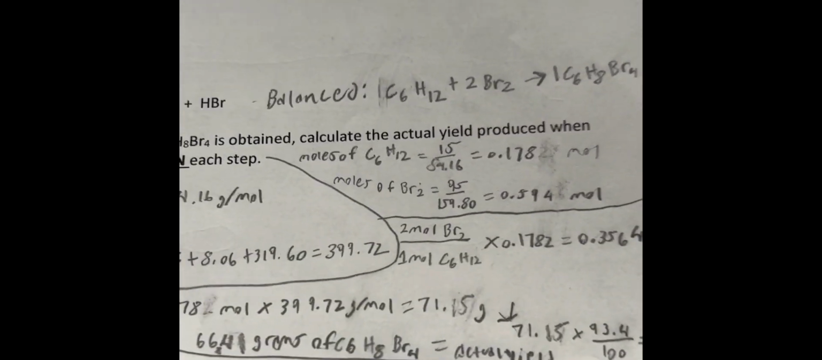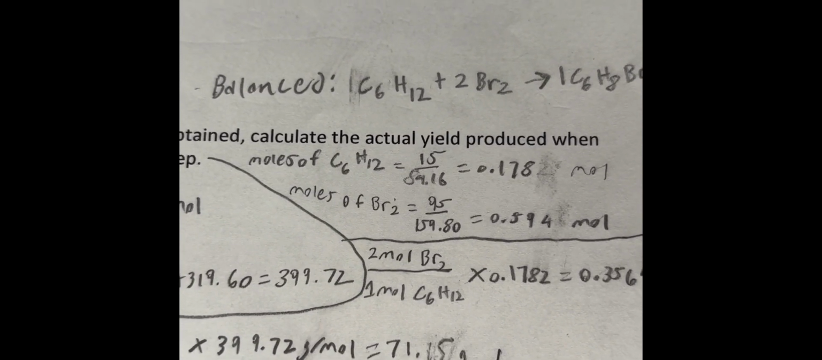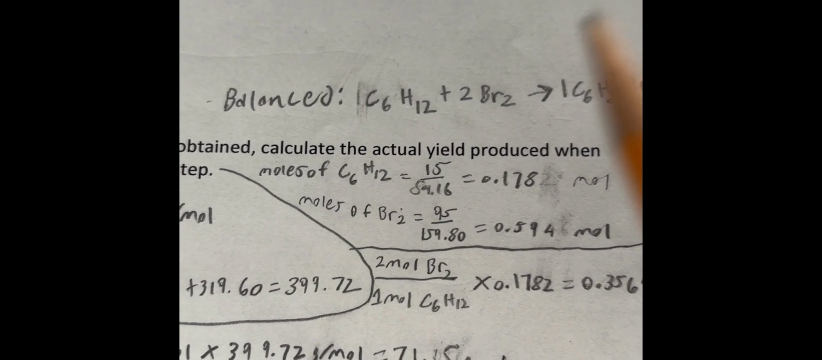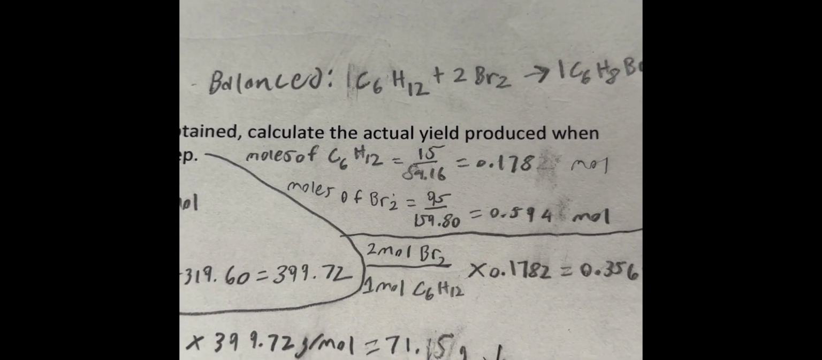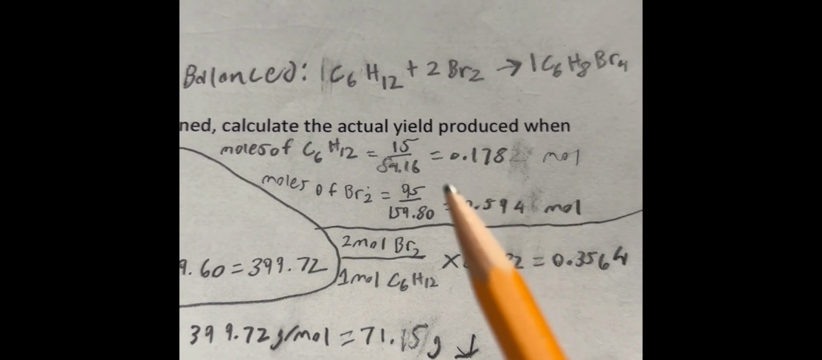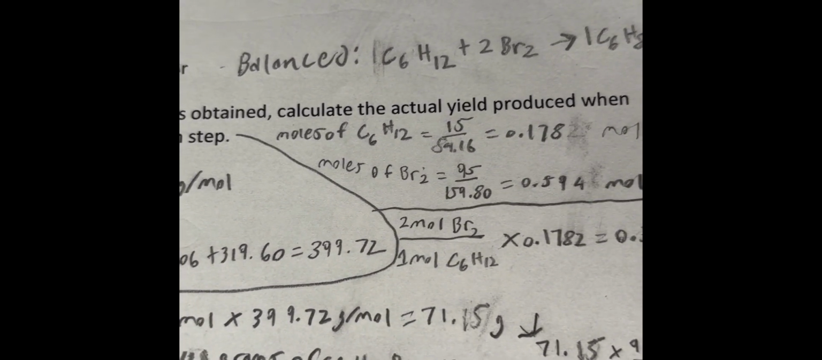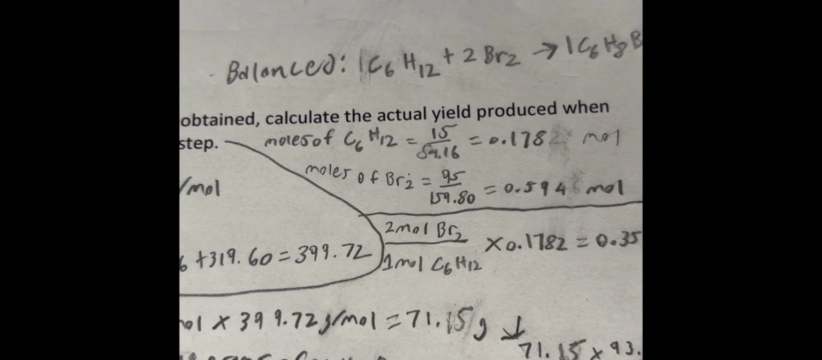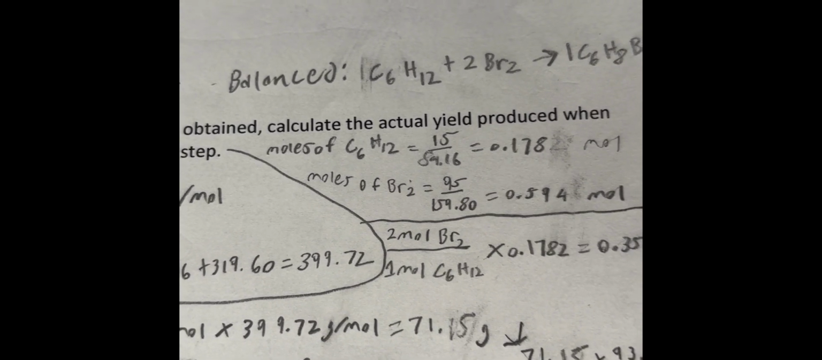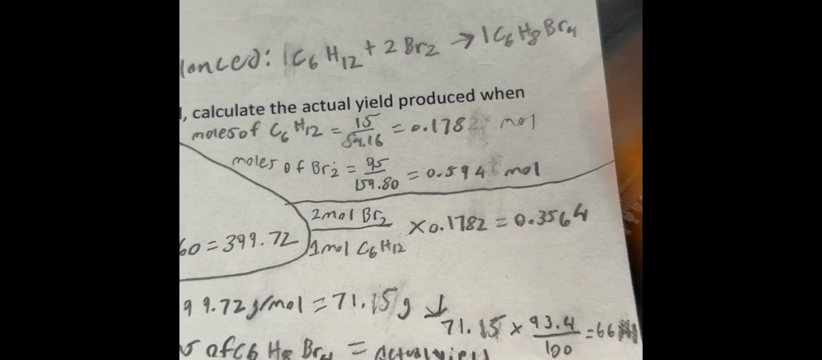So now we need to convert the given masses in the equation to moles. So the moles of C6H12, for that equation, we do 15.0 grams as we've been given over 84.16 grams per mole, which calculates out to be 0.178 moles. And for moles of Br2, we are given 95 grams, so we put 95 grams over 159.80 grams per mole, and that comes out to be 0.594 moles.